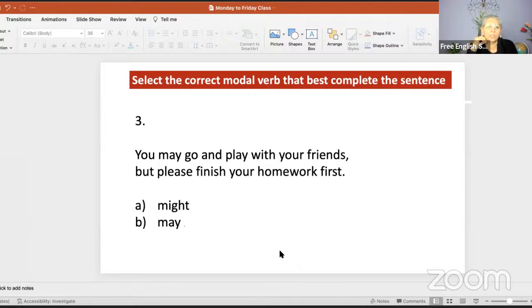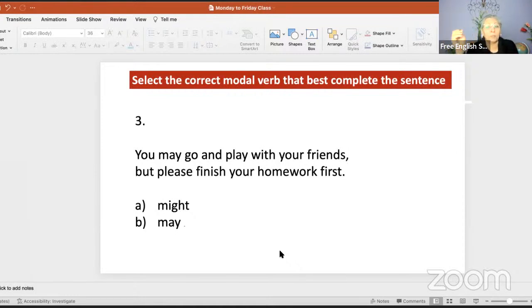Like that. You may go and play with your friends, but please finish your homework first, please, or make sure you finish. So see here, this sentence, you can change this sentence for the same purpose in many different ways. कोई भी एक आंसर नहीं होता इस तरह से बोलने का. बोलने में जब हम बोलते हैं तो you may go and play if you want to, but make sure you finish your homework first, right? Or you may go and play with your friends, but please finish your homework first.